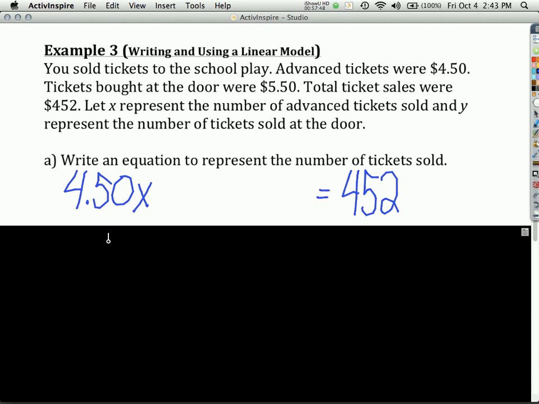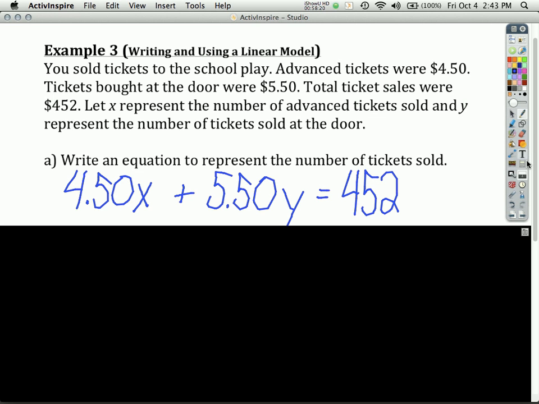So now I'm just missing the tickets at the door. How do I represent that? Zabari? 5.50x? Why? It's 5.50y because we're told that x is the advance tickets, y is the tickets at the door. And so now we have an equation that represents the scenario. We at this point have no idea how many tickets of each were sold. All we know is that this represents the situation.